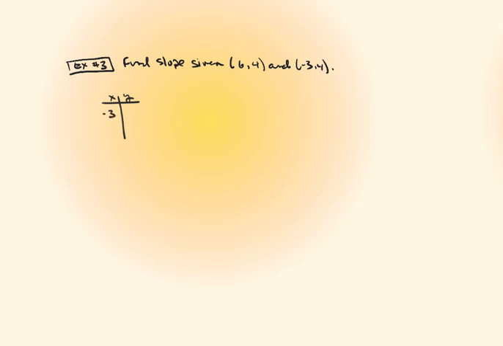So point 1 is going to be ordered pair -3, 4. And point 2 is going to be ordered pair 6, 4. So what is slope? Slope is equal to the change in y compared to the change in x. So slope is going to equal y sub 2 minus y sub 1 divided by x sub 2 minus x sub 1.